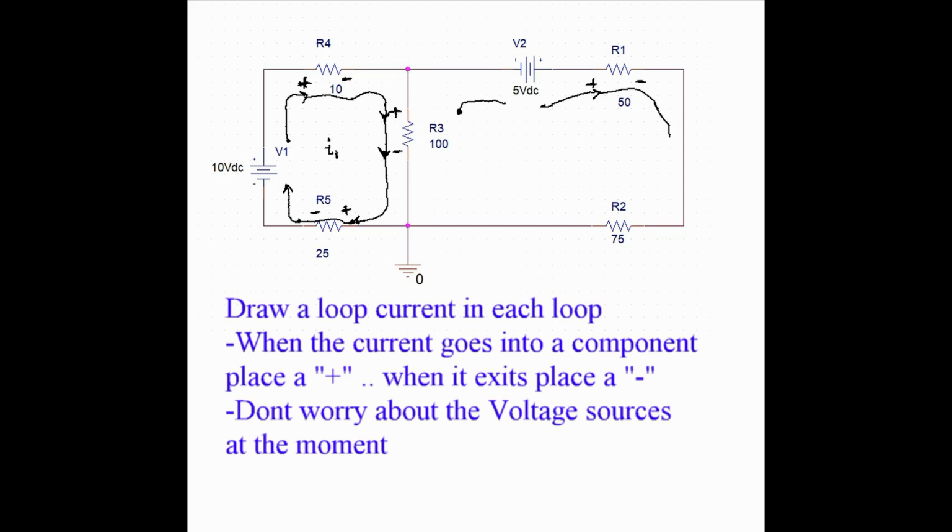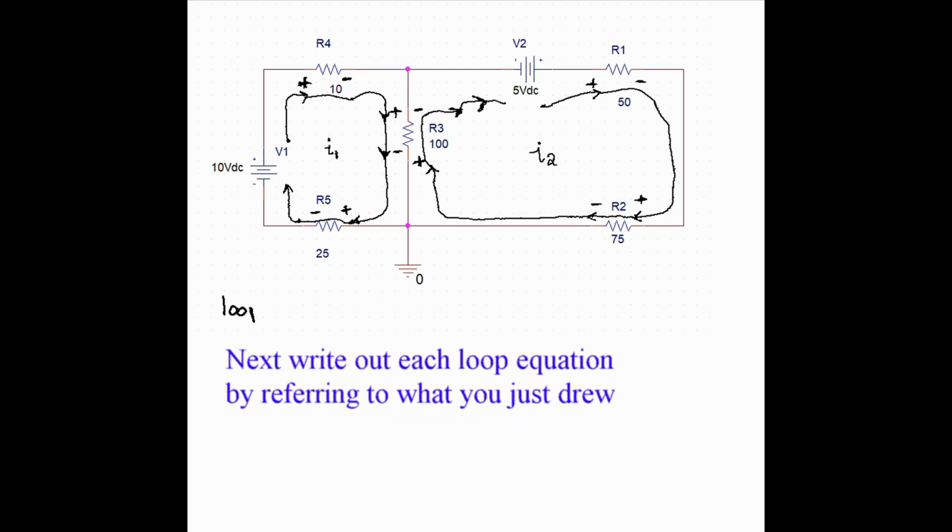Here I'm continuing on the mesh on the right with the mesh current for loop 2. Once again, as I encounter R1, I have a plus. As I exit, it's a minus. Now R3 is a little peculiar. If you notice, it's got 2 polarities, so this will always be with respect to the mesh current that you're looking at, what the polarity is going to be for that particular component. That becomes exceedingly important when you start writing out the loop equations, which we'll do now.